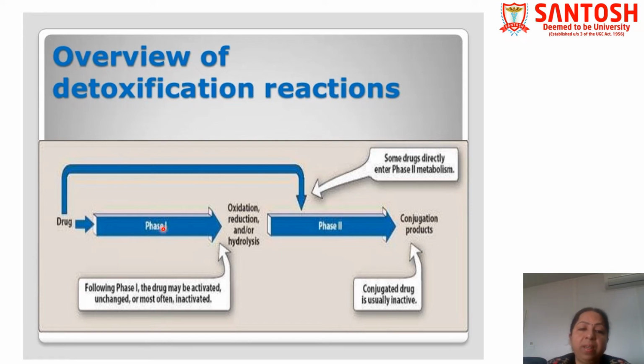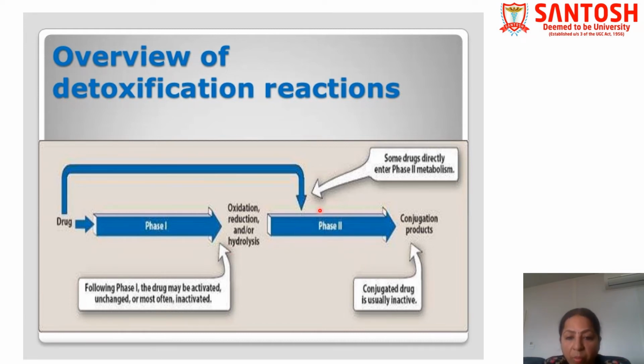Once it is added with a hydroxyl group, which in itself is very polar, something which is hydrophobic is converted into a more hydrophilic entity. This is the purpose of phase 1 biotransformation. Further, if the generation of hydrophilicity is not enough to remove it out of the body, then the metabolite will undergo phase 2 biotransformation.